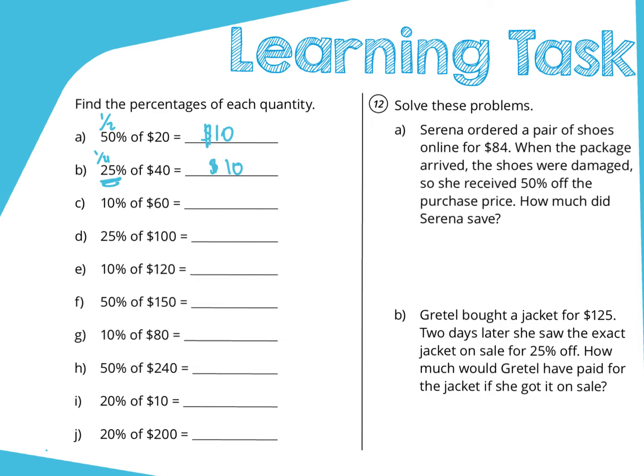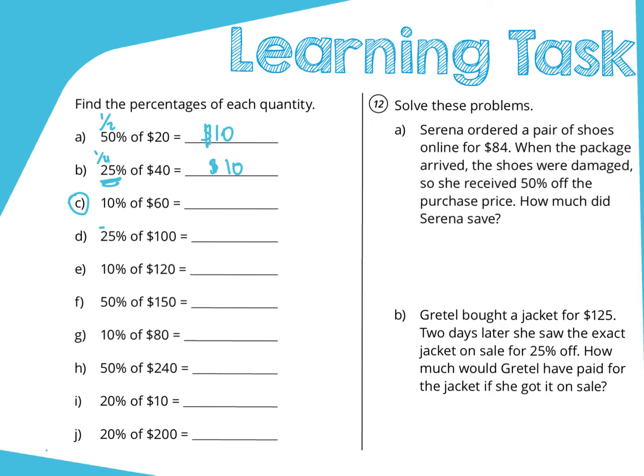I'm going to skip this one. This one we might come back to at another point. That's a bit harder, but 10% of 60, I know that I just divide 60 by 10, which would be $6, but I'm going to go back to that one. That's a bit of a tricky one. We'll learn that down the road.